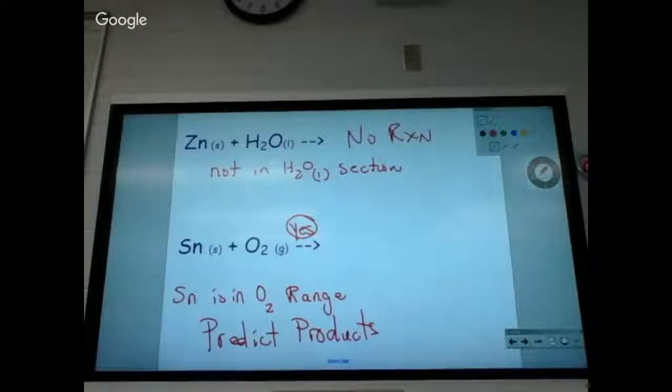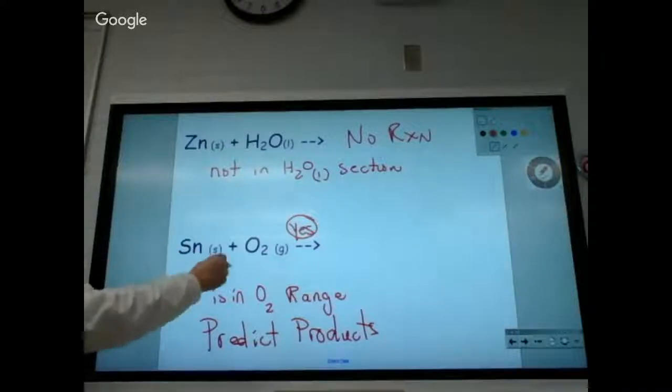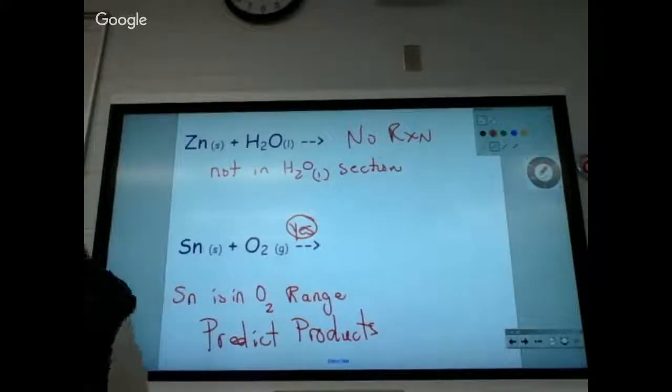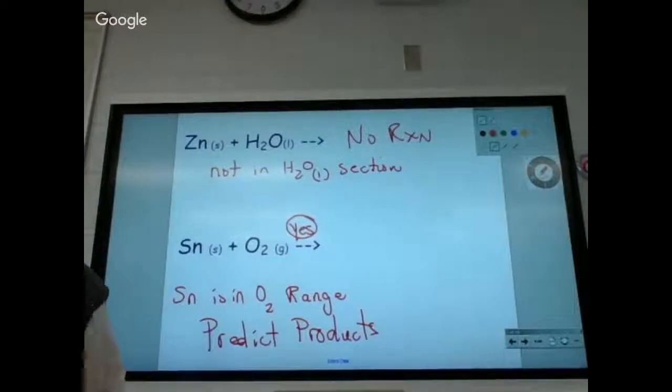Synthesis. All right. Why have we ruled out single displacement here at the last minute? What is single displacement? An element plus a compound. There's no compound. Why can it not be decomposition? There's a plus sign. Is everybody okay with that? So when we look at this equation, we have an element plus an element. So that's why it's synthesis. Are we okay with that?